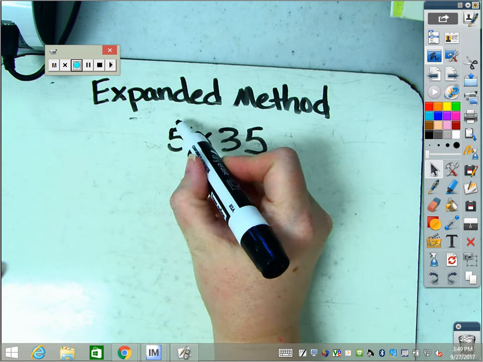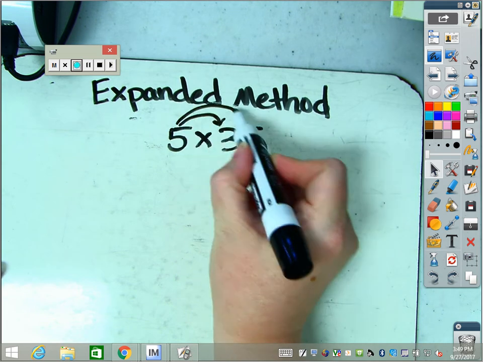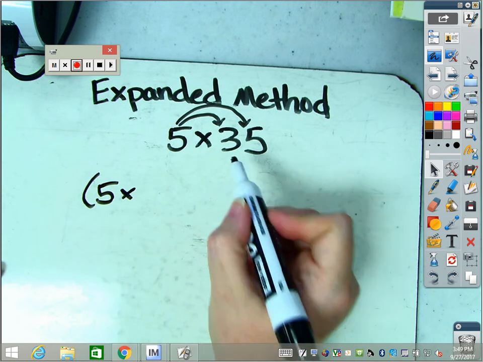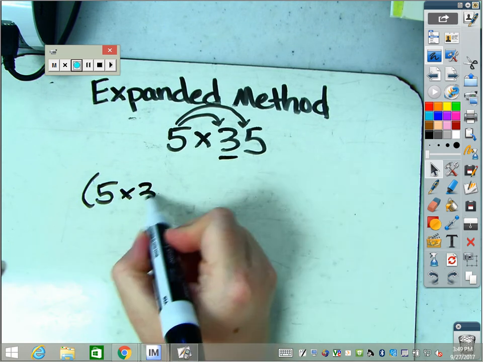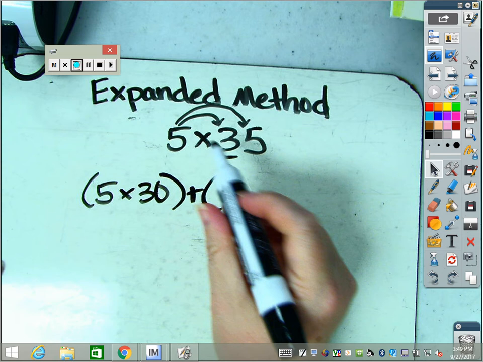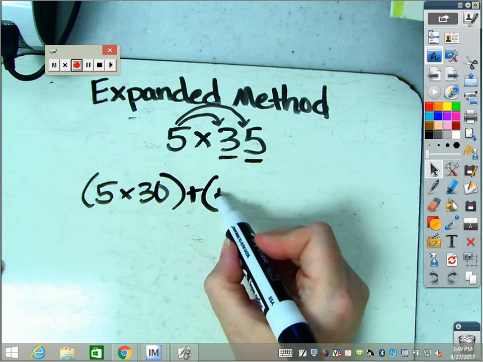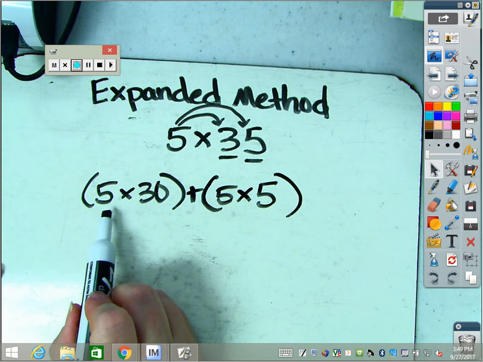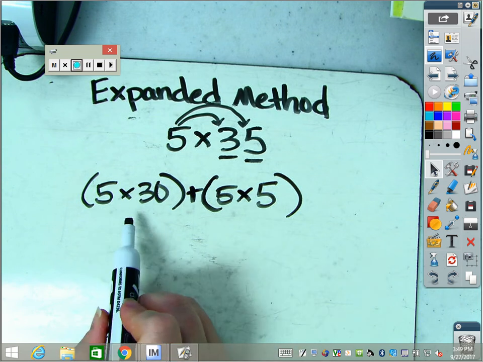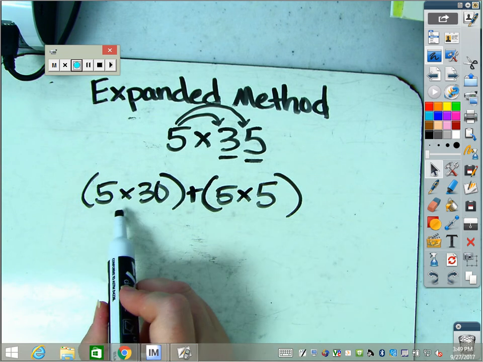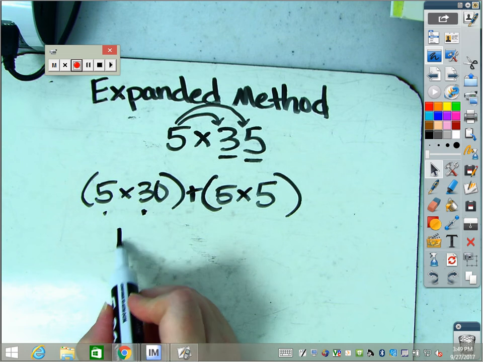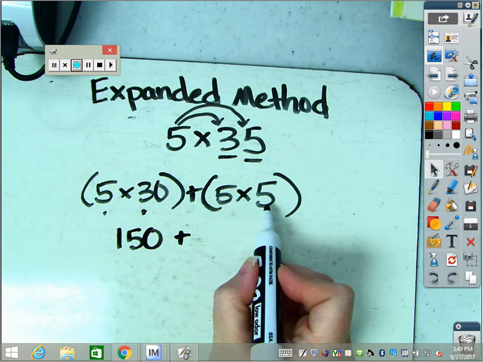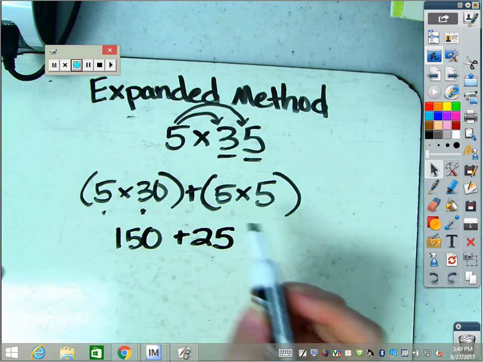So we are distributing that 5 to each of your places. So that would be 5 times the value of our tens place here, which is 30, plus 5 times the value of our ones place, that's 5. Now I can simplify each of my parentheses here. 5 times 3 is 15, and I'm going to add this 0. And then 5 times 5 is 25.